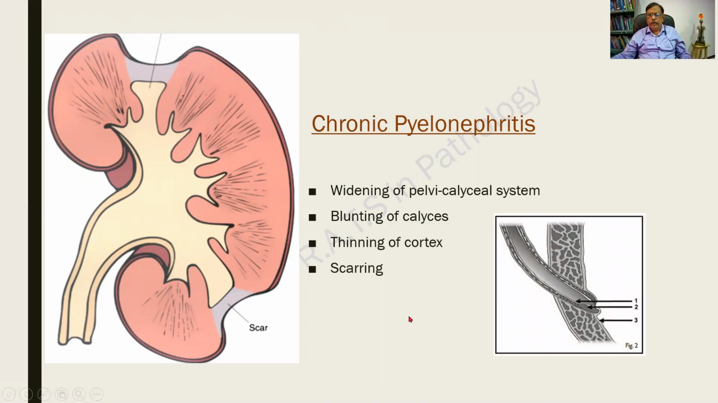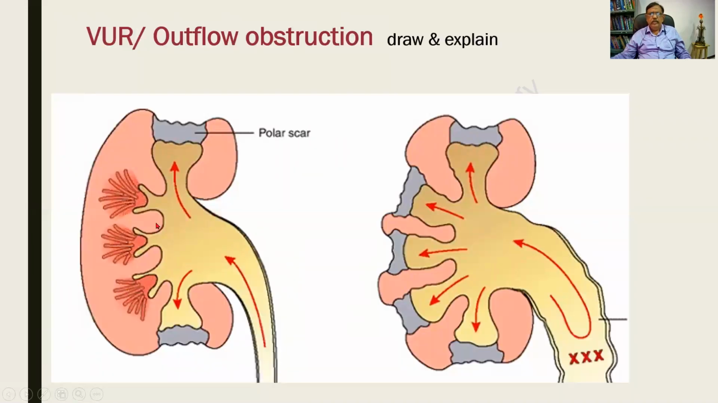This is a diagram for you people to draw. This picture we had explained, compare both. I'm sure that you people will be able to draw a diagram of it. All the gray color indicates scars and the pink is a normal parenchyma. And these are the normal renal pyramids which are absent over here. Compare both.